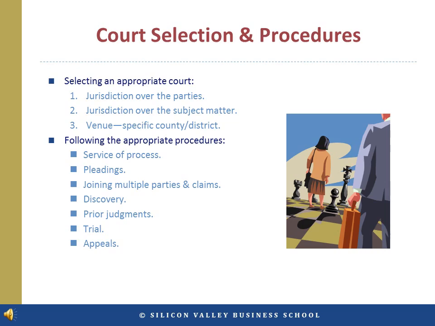After the court has been selected, and there may be several alternatives to choose from, the parties must follow the appropriate procedures regarding service of process, the complaint and other documents forming the pleadings, the joining of multiple parties and claims, and the sharing of evidence and other information in the pre-trial discovery phase. Certain rules must be followed with regard to how prior judgments, often judgments from other courts, affect the case in hand. Then when it comes to trial, there are established rules to determine all aspects of the trial and the subsequent appeals.